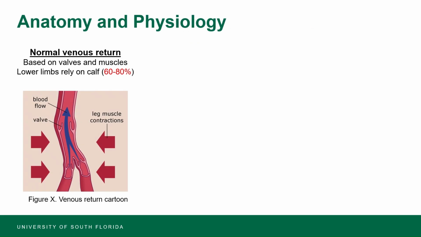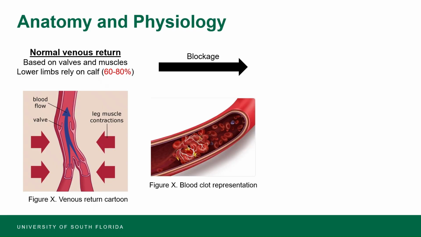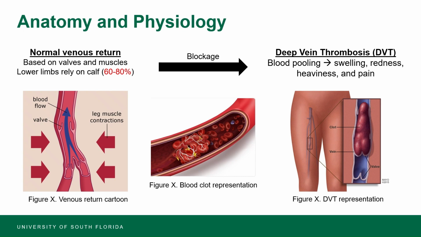In normal venous return, blood from the lower limbs moves back to the heart through a low-pressure system that depends on valves and muscle contractions. The calf muscle pump is especially important, with each contraction pushing around 60 to 80% of the venous blood upward. That way, when a blockage forms, that flow is interrupted. Deep vein thrombosis is a result of that, when blood begins to pool below the clot, leading to swelling, redness, heaviness, and pain in the affected area.